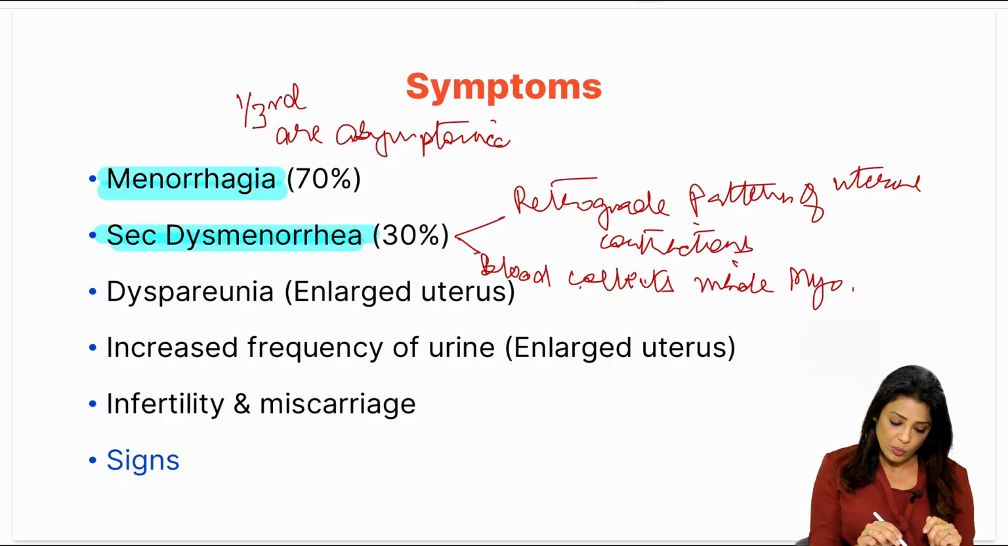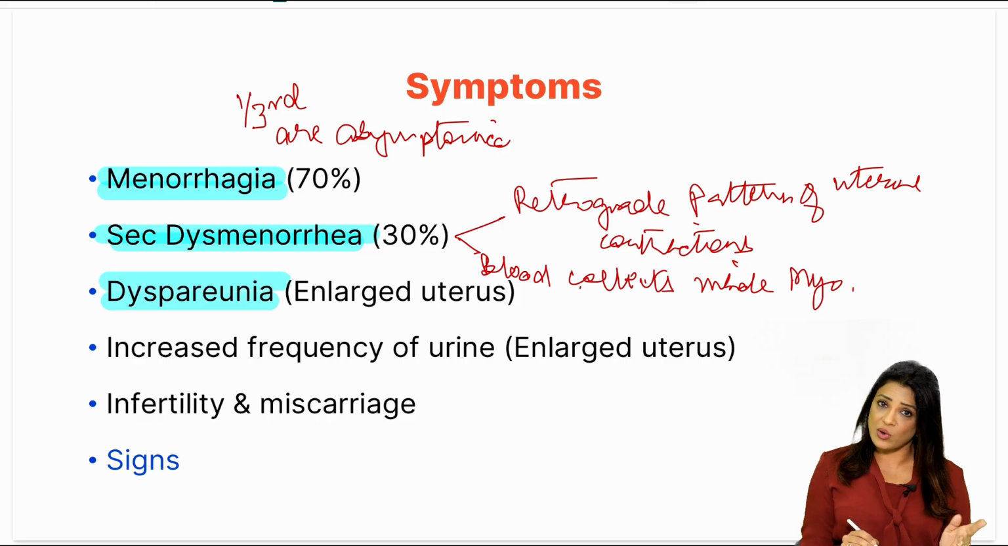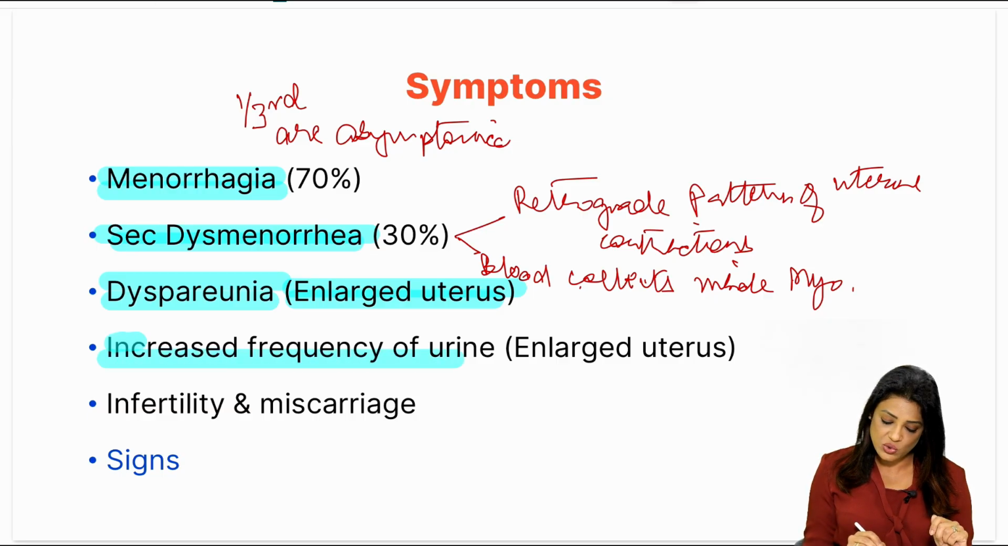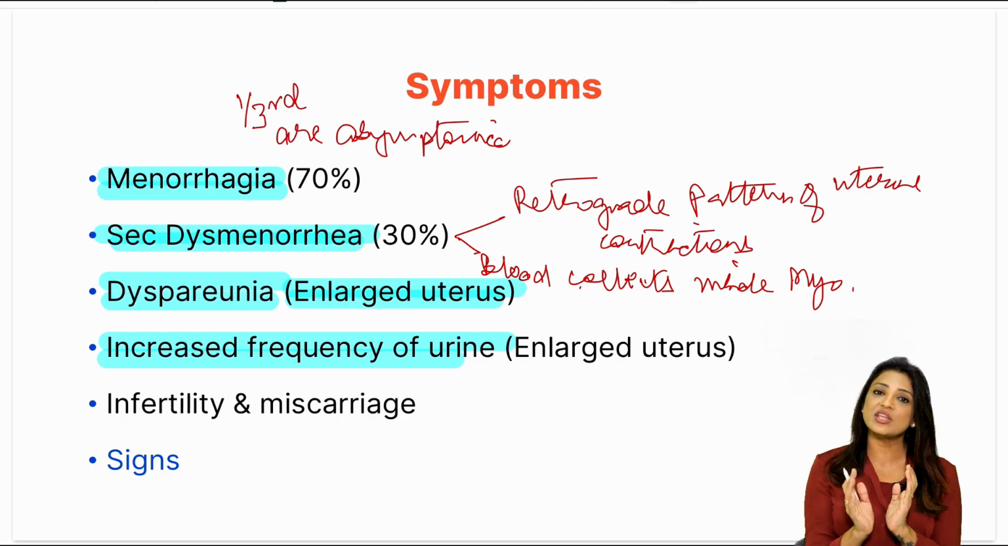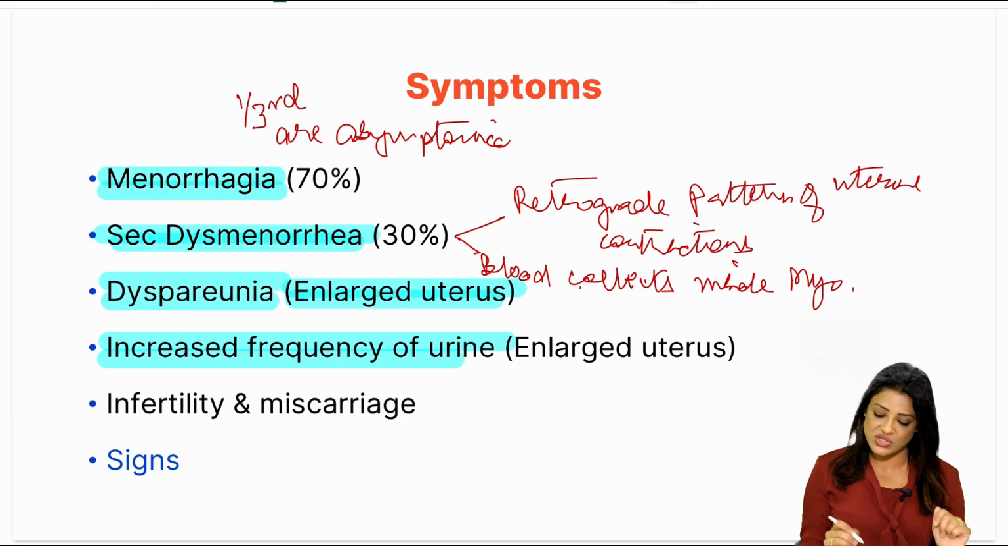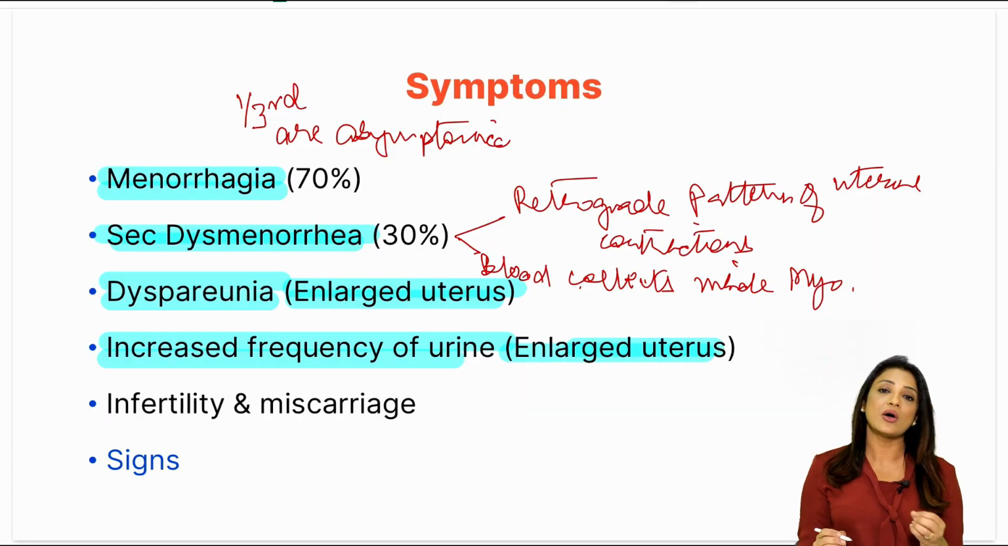Then dyspareunia is another way it presents, because of the enlarged uterus. So there may be dyspareunia, that is painful sex. Then increased frequency of urination because of the enlarged uterus sitting on the bladder. As I told you in previous videos also, wherever the uterus is heavy, it sits on the bladder and that causes increased frequency of micturition. So any kind of enlarged uterus, whether it is a pregnant uterus, or it has a fibroid or adenomyosis, can give rise to urinary symptoms.